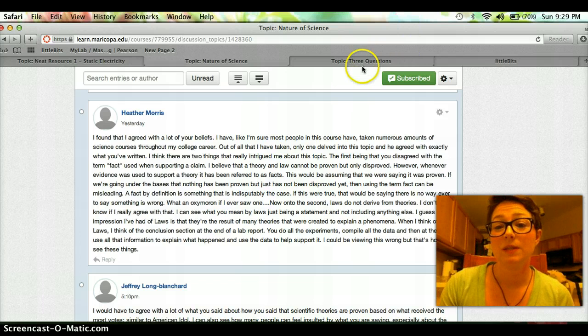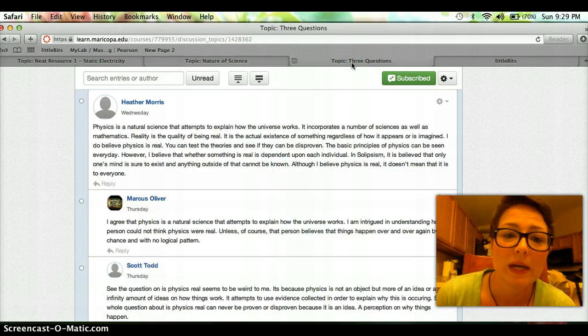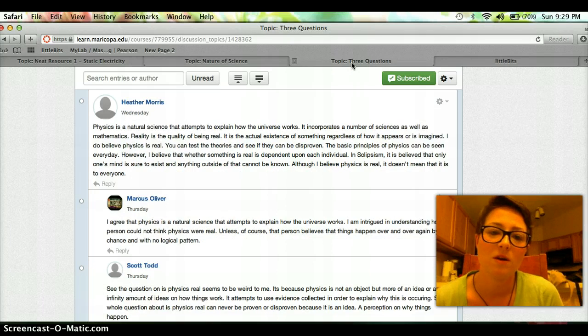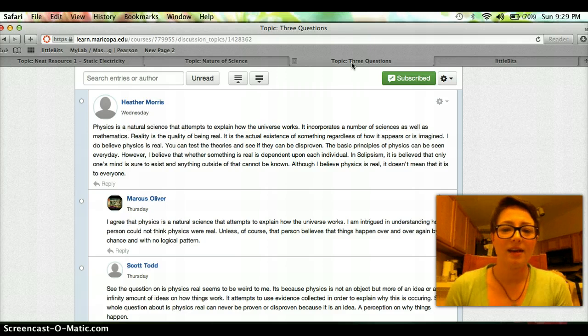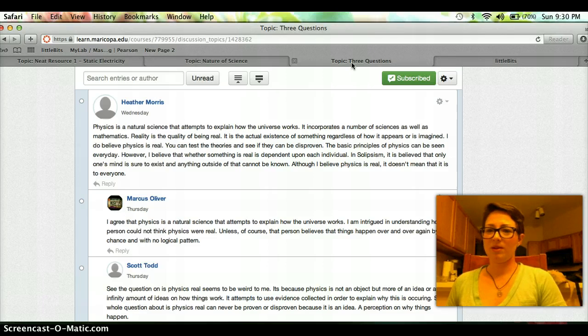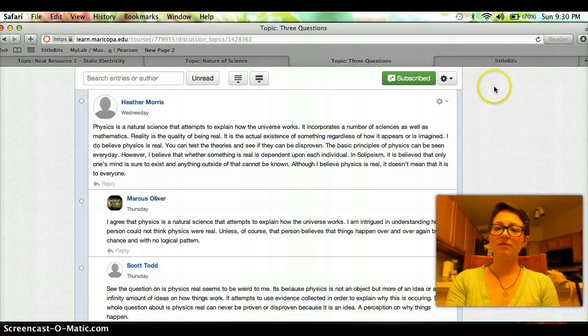The next thing was the 3 questions, which I know a lot of people have responded to, and I feel like everybody pretty much put the same thing or felt the same way when it came to reality and whether physics really existed or not. I think it may have been a little thought-provoking for some, but I found it very interesting.